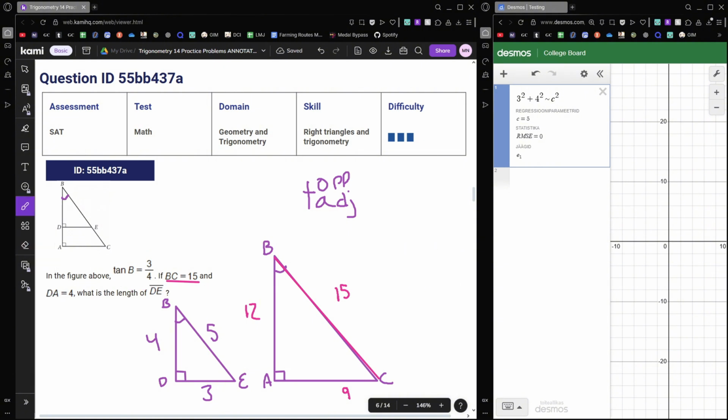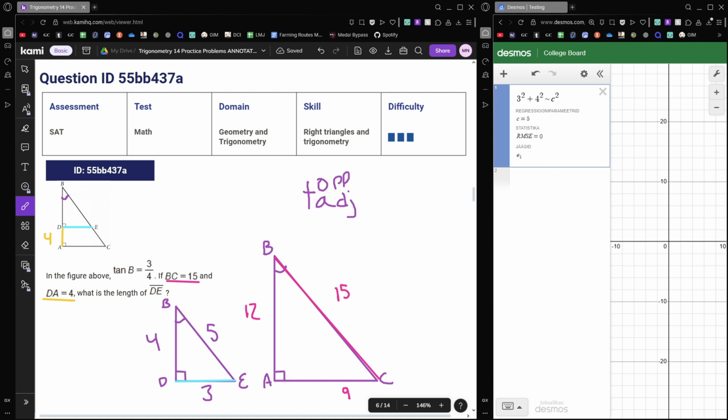Alright, let's keep reading. DA is equal to 4. So that's actually not in either of these two triangles, so let's look at the original figure. It's gonna be this line right here, and we know it's equal to 4. What is the length of DE? So we're trying to find the length of this side right here, or this side.